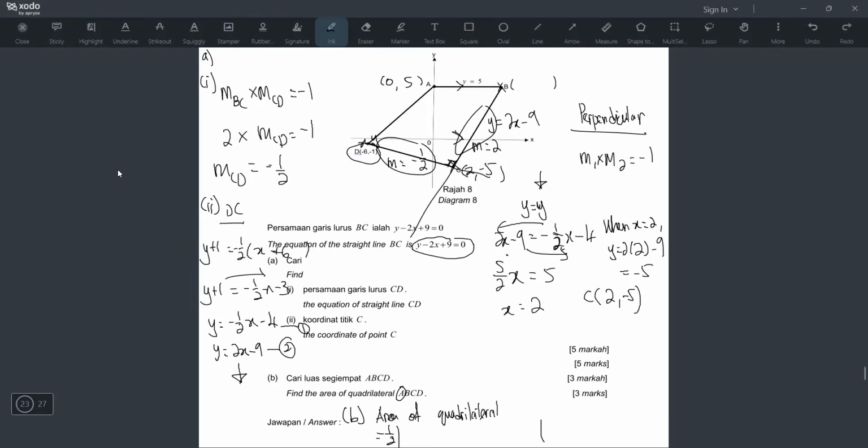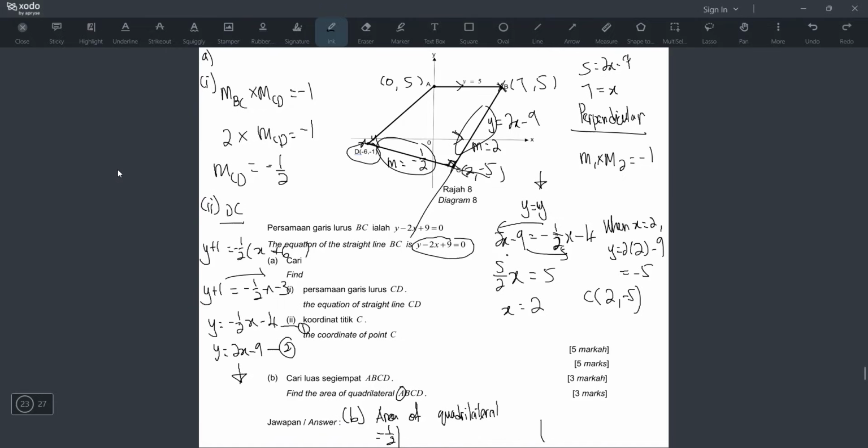The x coordinate you don't know, but the y coordinate is 5, right? And then just replace the y with 5 inside this equation, because this B is a point on this line. That is why you can substitute the 5 inside here. So when you substitute, it becomes 5 equals 2x minus 9. And you can calculate your x, which is 7. Okay, because 5 plus 9 is 14. 14 divided by 2 is 7.